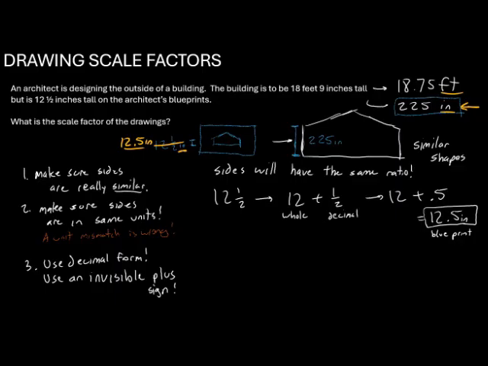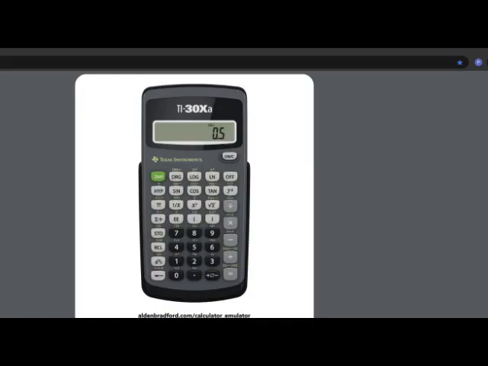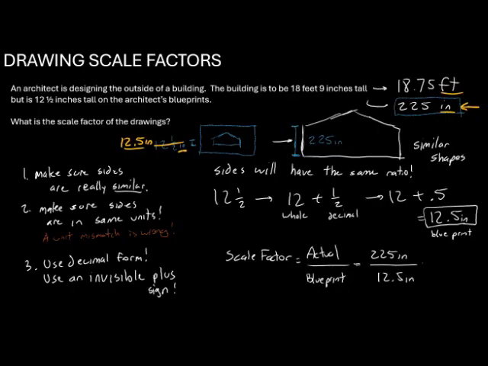Now to find our scale factor, we'll take our actual size divided by our blueprint size. Our actual size was 225 inches. Our blueprint size was 12.5 inches. Let's go to the calculator and make that division. We enter 225, divide, and then say 12.5. When we press enter, we get 18. This will be our scale factor. Therefore, for every piece of this shape, the scale factor is 18. If we multiply the blueprint by 18, we'll get the actual size.